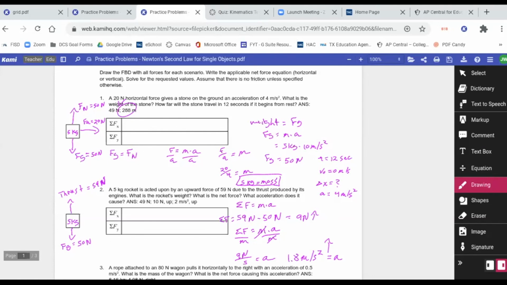What values would we fill into the table? For the table, for number 2, in the X direction, there's nothing. In the Y direction, we would have thrust minus FG, or 59 minus 50. In number 1, in the X direction, we would just have sum of forces is equal to the force applied, or equal to 20 newtons. In the Y direction, we would have force normal is equal to force of gravity, or force normal minus force of gravity is 0.